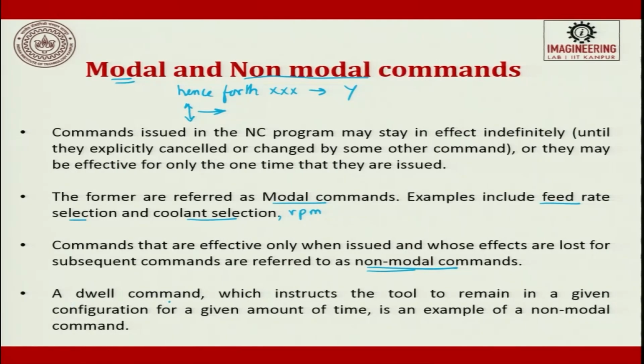A dwell command, which instructs the tool to remain in a given configuration for a given amount of time, is an example of a non-modal command. So, when we saw CNC machines in which there were measuring arms attached with the spindle itself, below the spindle there was an arm. That is used to check and calibrate the tool dimensions or tool response.